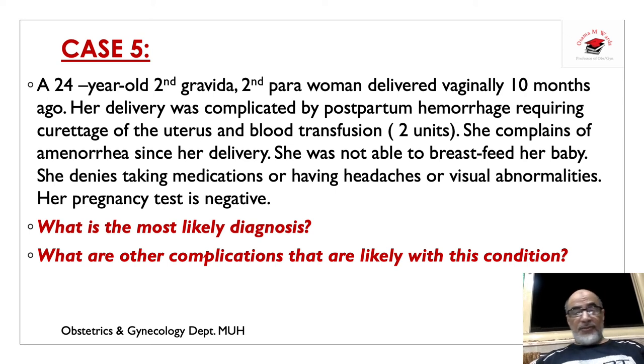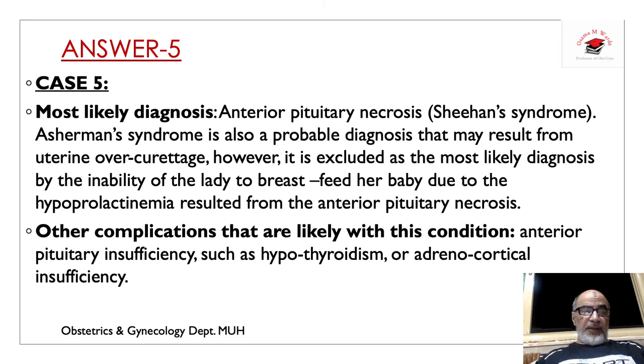What is the most likely diagnosis? Severe postpartum bleeding, followed by secondary amenorrhea, and inability to lactate is a diagnosis for Sheehan syndrome. Pituitary ischemia. What are the complications that are likely with this condition? Pituitary ischemia resulting in Sheehan syndrome will affect all the trophic hormones of the pituitary, including adrenocorticotrophic hormone and so on. What is the answer?